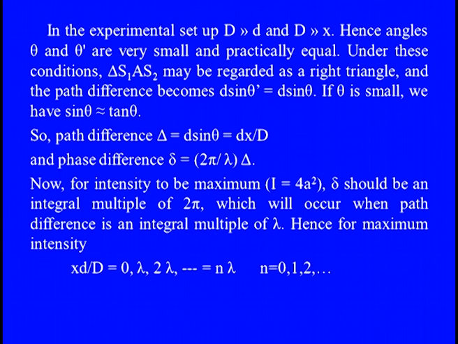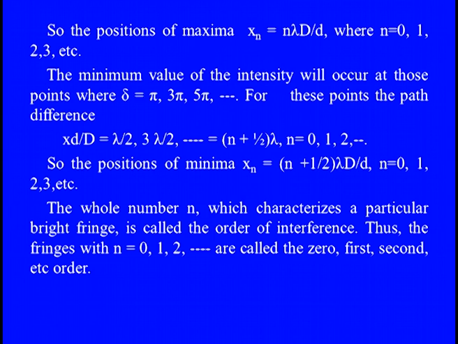Hence, for maximum intensity, x into small d divided by capital D should be equal to 0, lambda, 2 lambda, or in general equal to n times lambda. So, the position of maxima xn will be equal to n times lambda into capital D divided by small d, where n is equal to 0, 1, 2, 3, etc.